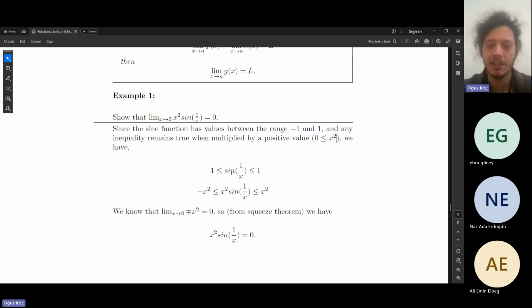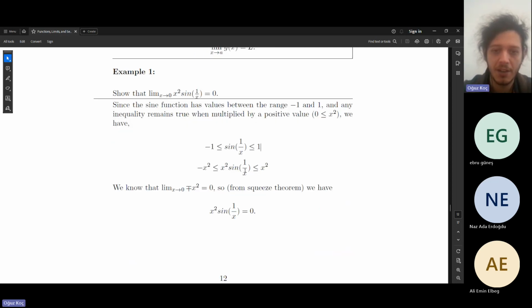At the beginning, the interval for sine of 1 over x is greater than or equal to -1 and smaller than or equal to 1. We already said that a positive value, such as x squared or x to the fourth, can be multiplied through all sides of the inequality. So we have minus x squared, and in the middle x squared times sine of 1 over x, and it is smaller than or equal to x squared.